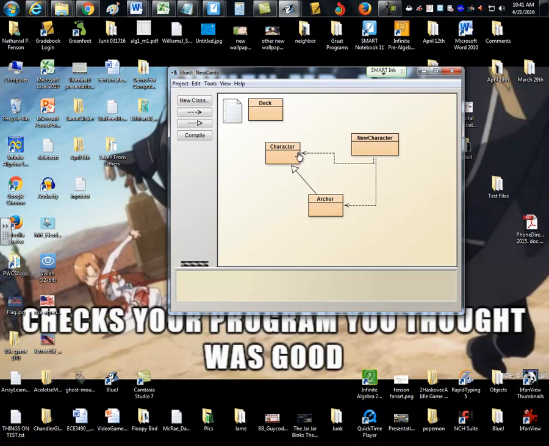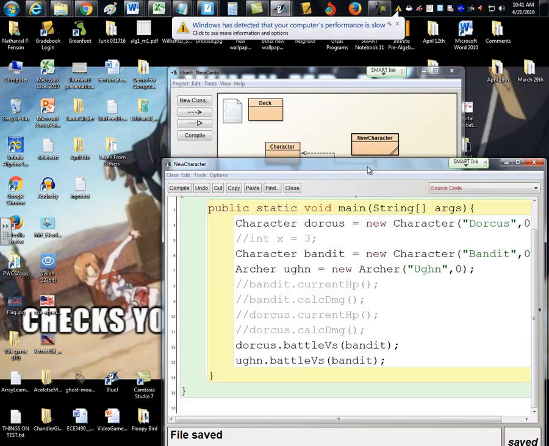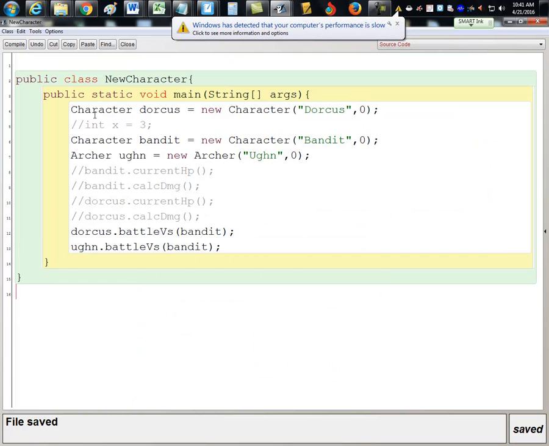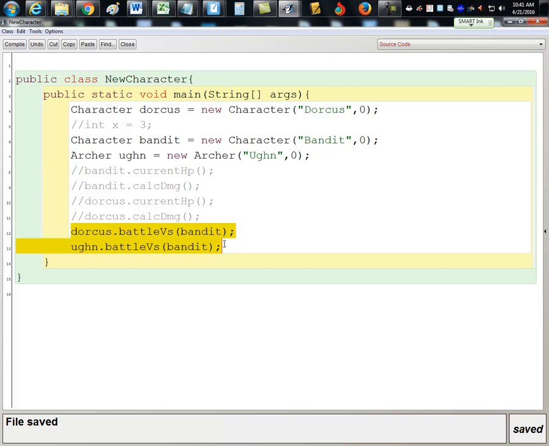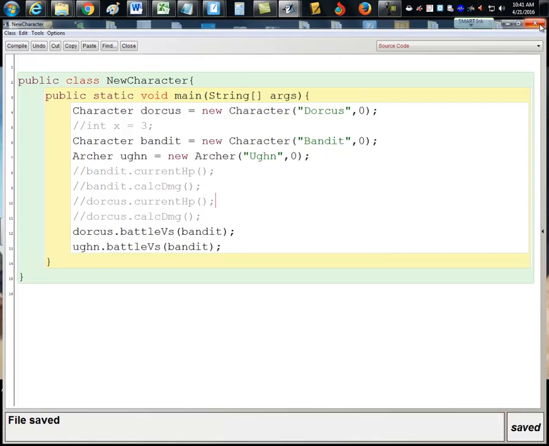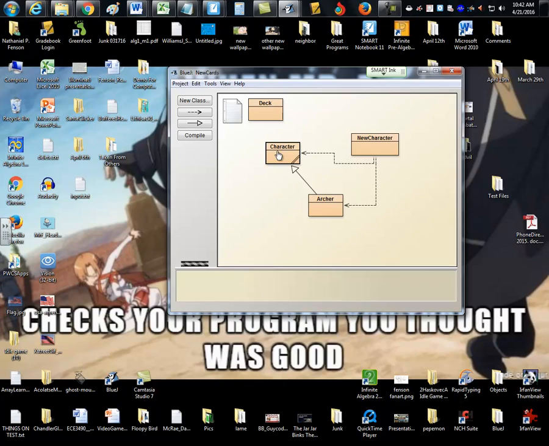So we have new character, character, and archer. What we're doing here is in new character, basically this is my game. I create a character, I create another character, I create a third character, and the characters battle each other. What we need to do is inside character, we need to understand what's going on here.